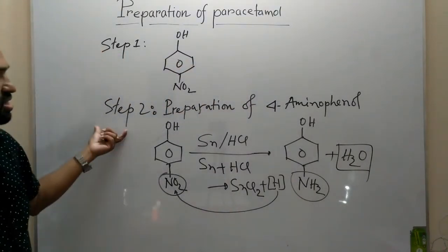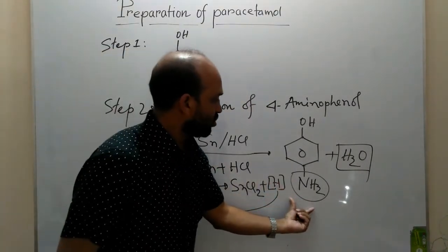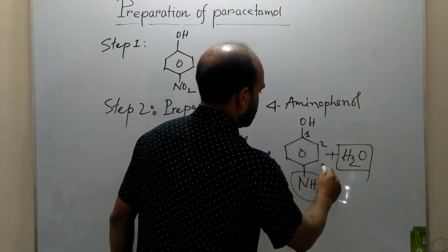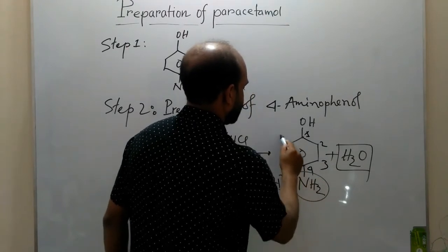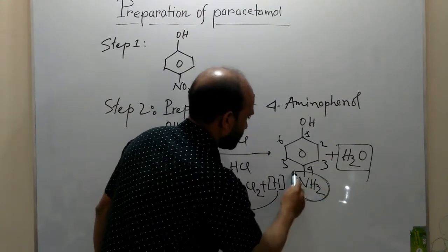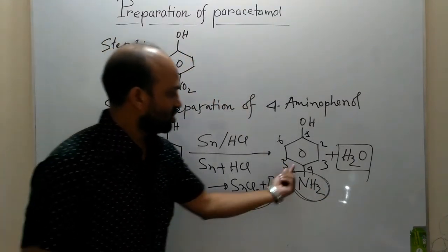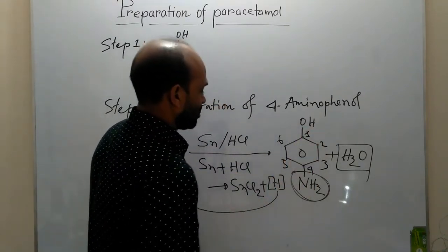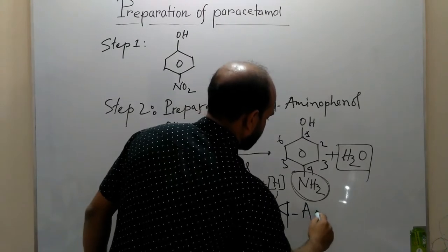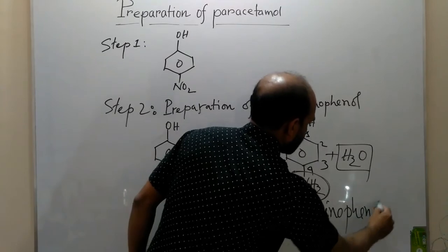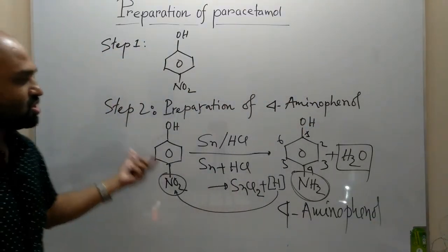So from step 2 we got 4 aminophenol. This is numbered as 1, 2, 3, 4, 5, 6. So at carbon 4 there is an amino group. That's why the name is 4 amino. This is phenol. So now let's write 4 aminophenol. So from step 2 we got 4 aminophenol.